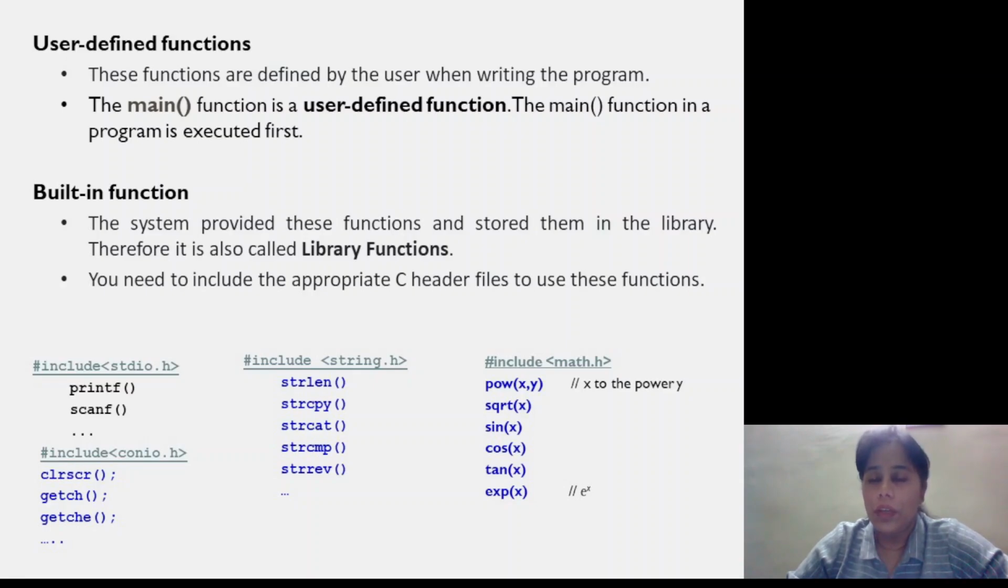For mathematical calculation, we can include mathematical functions like pow, which will give the power of a number. That means pow(x, y) means x to the power y. Then square root of a number, sine, cosine, tan, and exponential. Many built-in functions are in the math.h header file. The conio header file contains some functions like clrscr, getch, etc. These are all library functions.